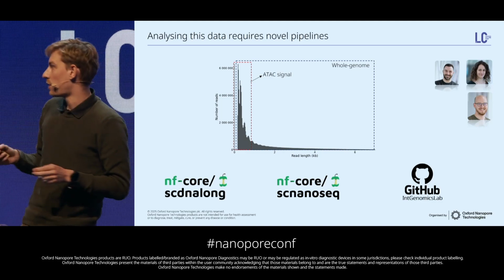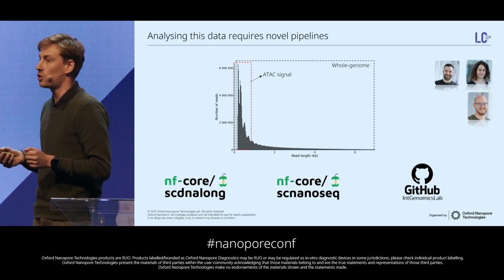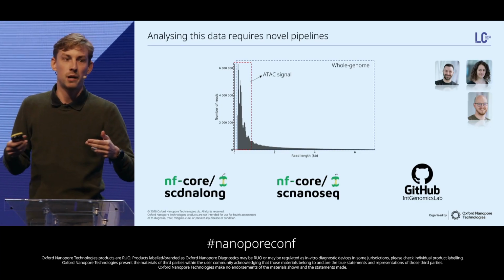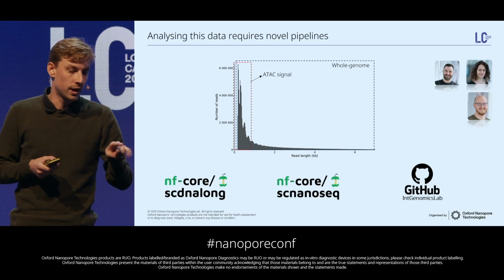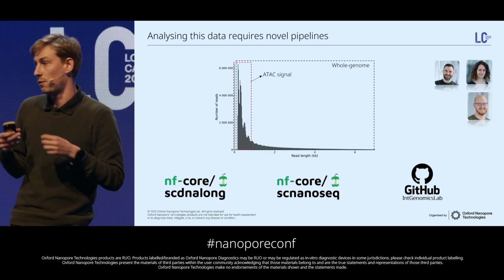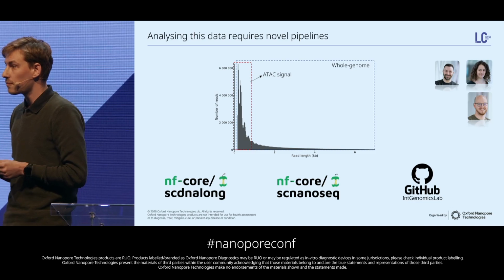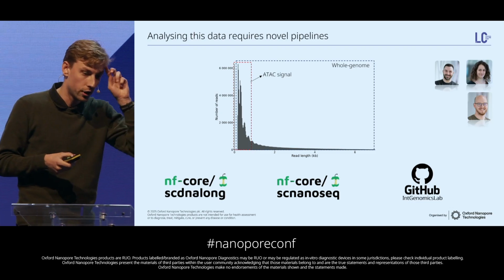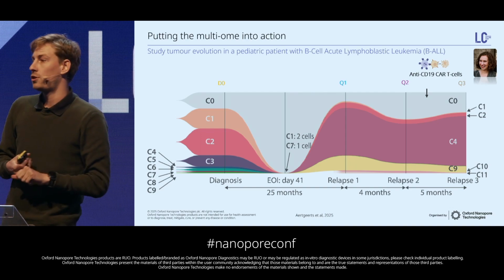And so we came up with our own pipeline to process this data, single-cell DNA long, which is in nf-core style, so everyone can use this pipeline in their multiome experiments. Currently, we're merging the two nf-core pipelines, so future users can use one pre-processing pipeline for their experiments. Also, all our downstream scripts are available on the lab GitHub. But so let's put our multiome into action.